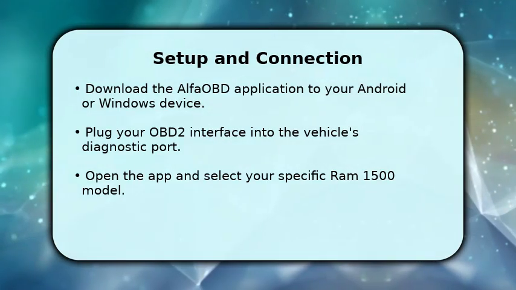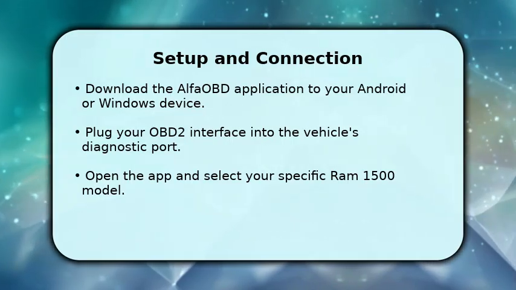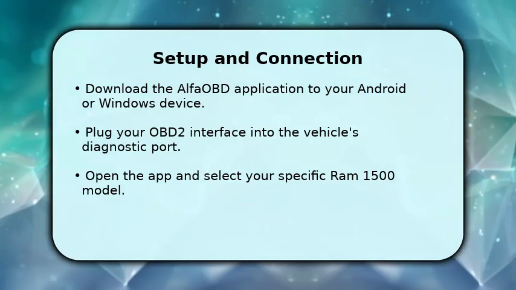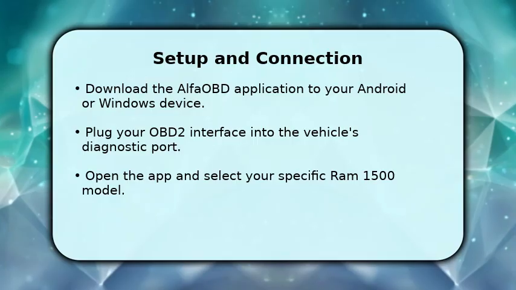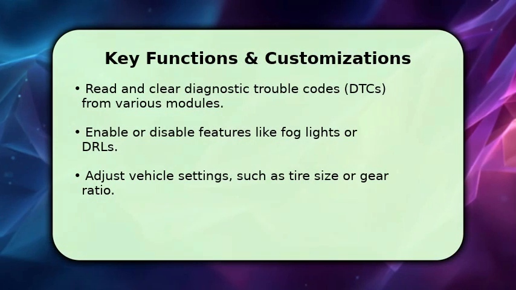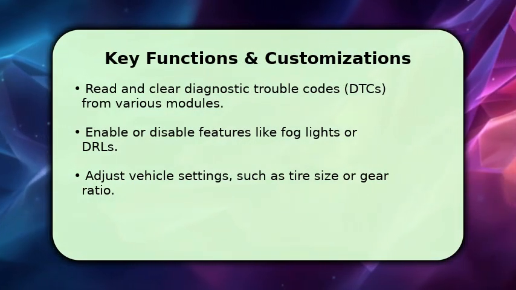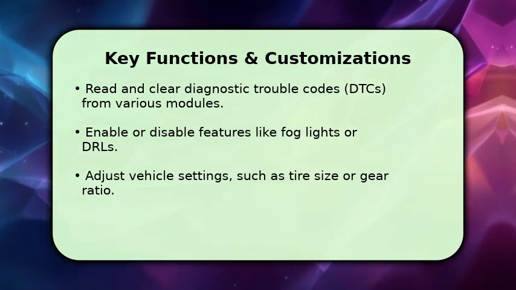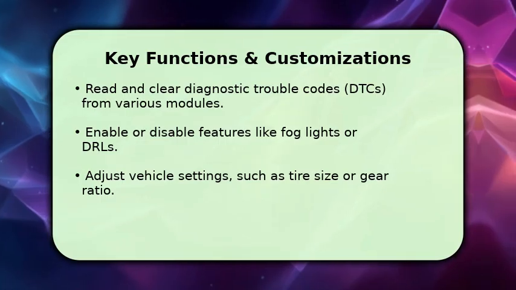Once connected, open the AlfaOBD app. You'll then select your exact Ram 1500 model from the vehicle list to establish communication with your truck's computer. With AlfaOBD, you can perform many useful functions. Easily read and clear diagnostic trouble codes from different modules, helping you troubleshoot issues.